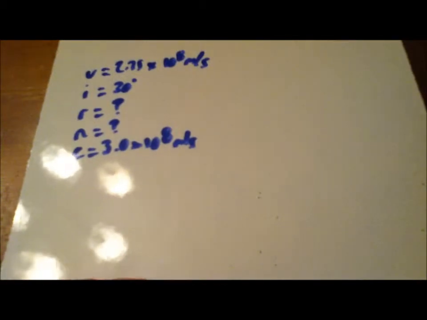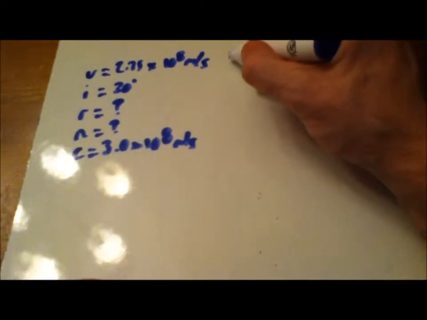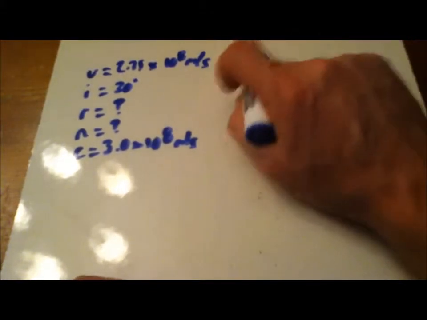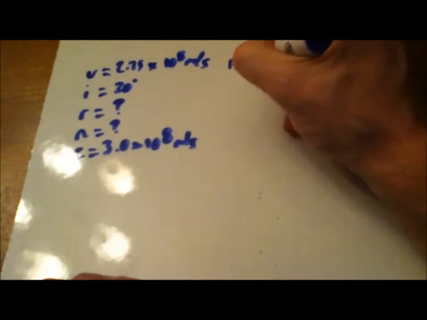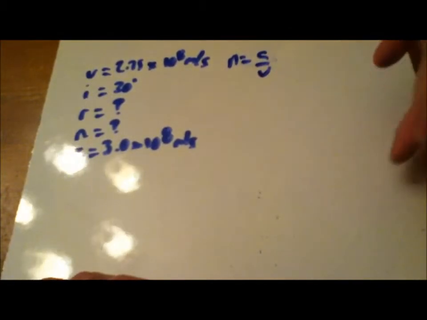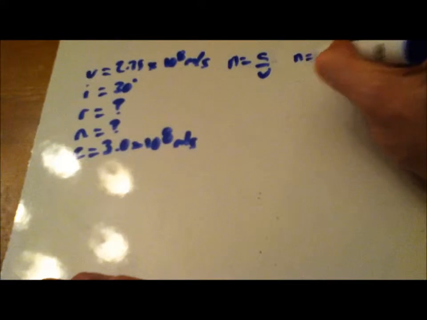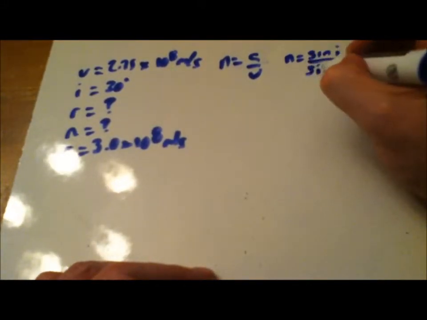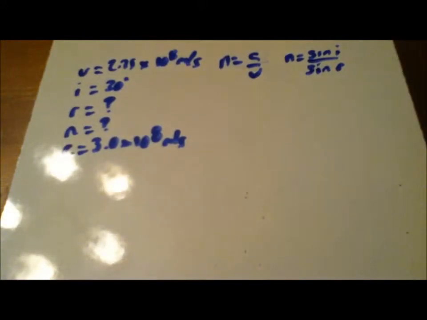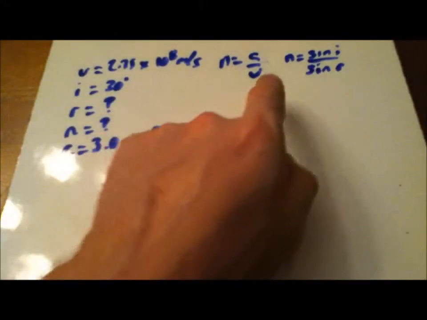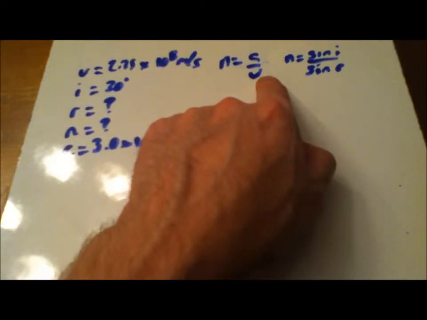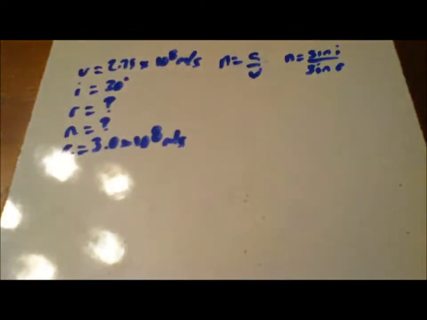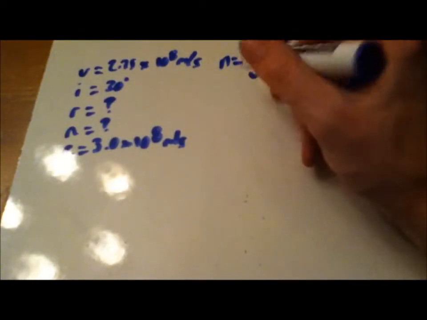Some formulas that we can rely on are N equals C divided by V, okay, and N equals sine I over sine R. Okay, so you can see here that we have the speed of the light in the material and we have the speed of light in a vacuum. So we can use this formula first. So we can just substitute our values right in here.